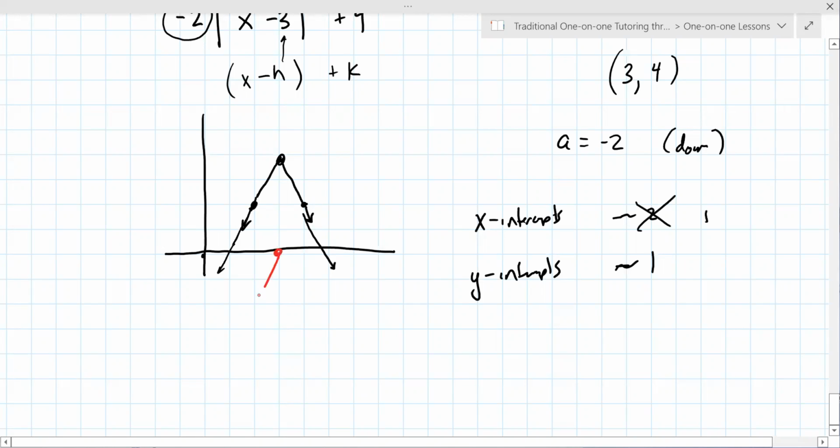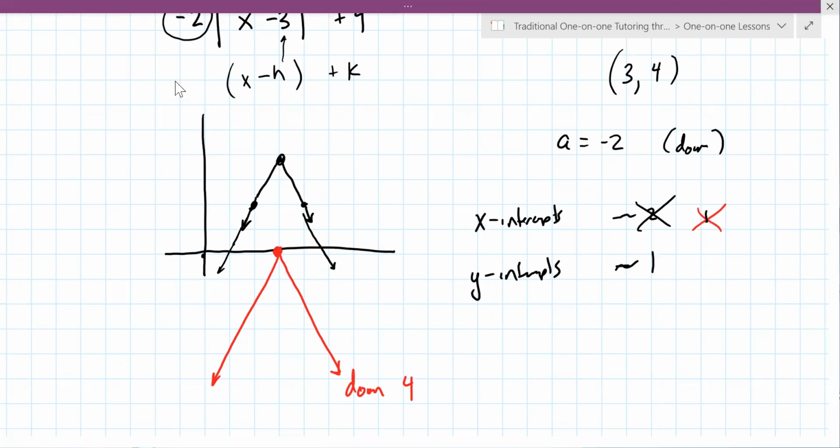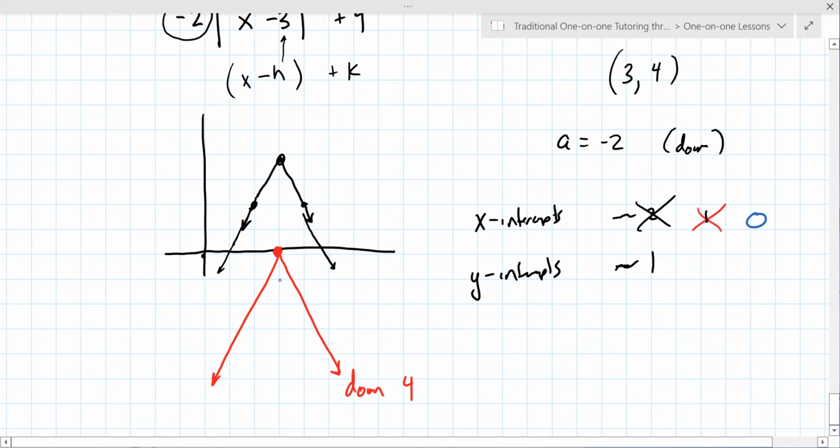So watch this. If I move it down 4 units, how many x-intercepts does it have now? 1. And let's say I wanted 0 x-intercepts. Well, if I want 0, that means I better move it down more than that. Let's say I moved it down that much. Now how many does it have? 0. Does it still have a y-intercept? Yes, it always has a y-intercept.